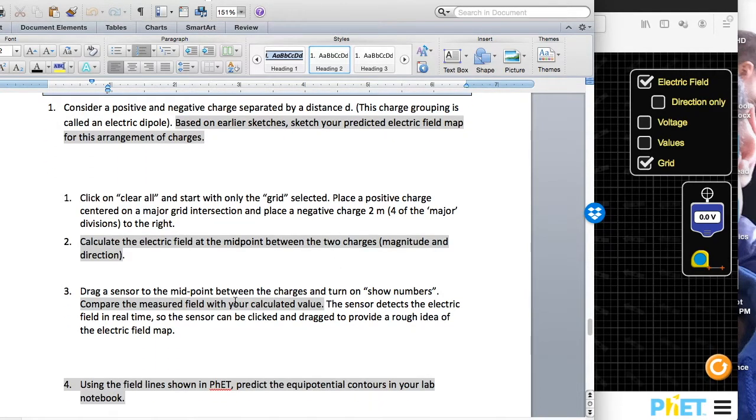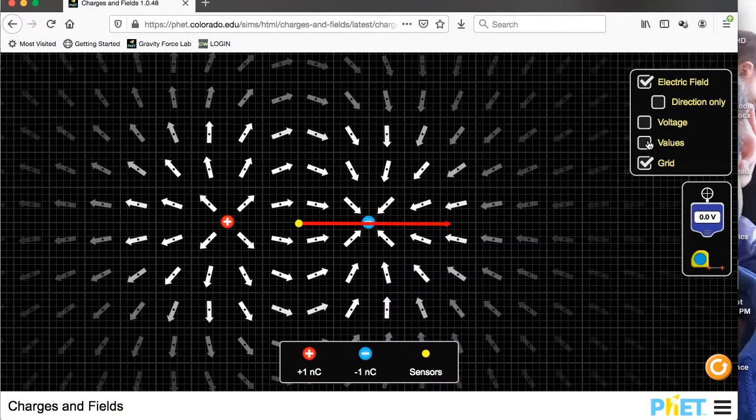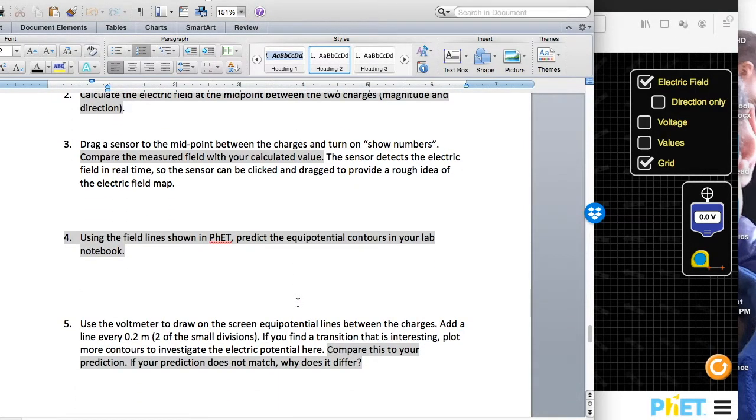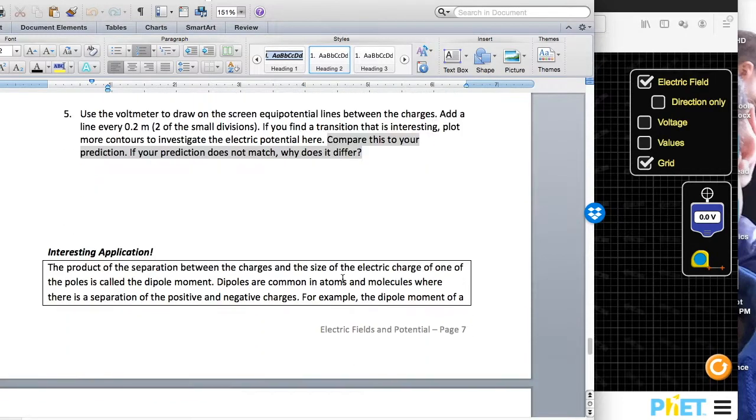Compare the measured to the calculated. So click on values, you'll get your measured value. Compare that to what you calculated. Using the field lines shown, predict the equipotential contours and draw the sketch. All right, do that first. Don't mess around. It says in your lab notebook, just do it right here. Or in your lab notebook and share a picture. That's fine too. I don't care.